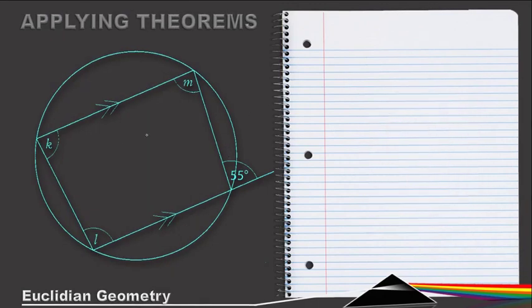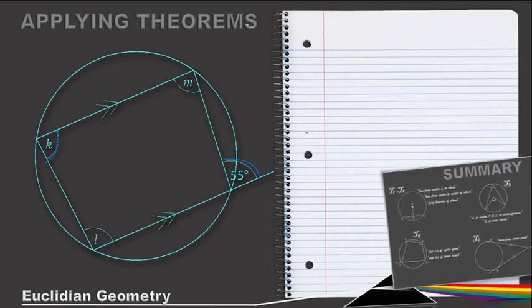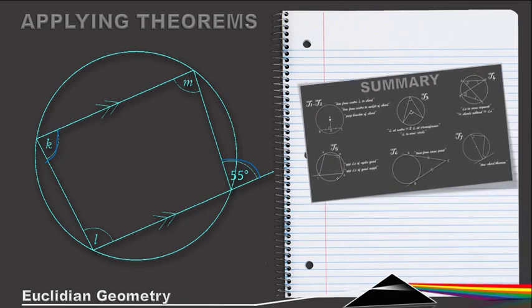Now in this question we need to find K, L and M. The first thing we can see is that K is equal to this exterior angle, if we look at our theorem over here. Then, since these two lines are parallel, we have co-interior angles here. So K plus L is equal to 180, or they are supplementary.